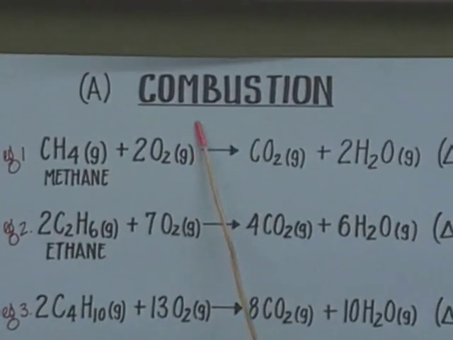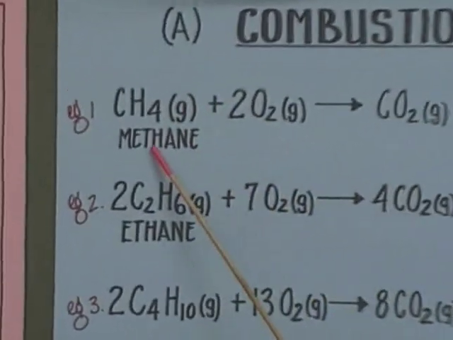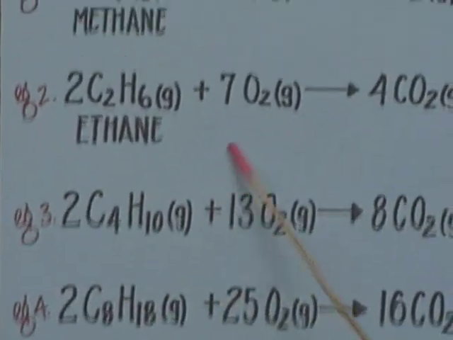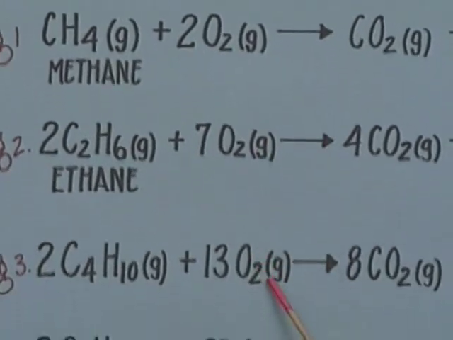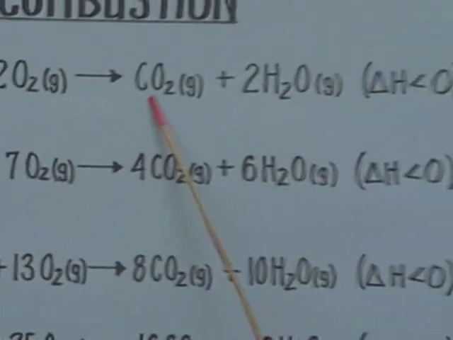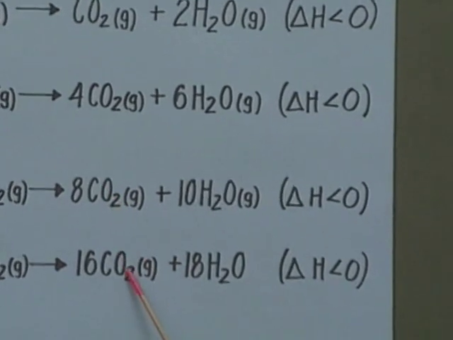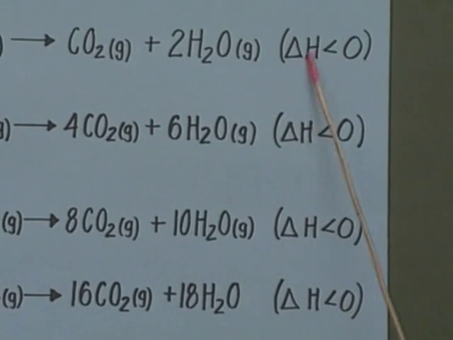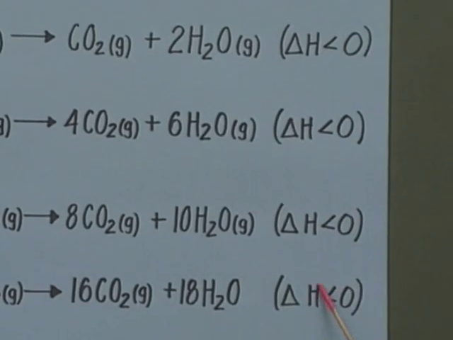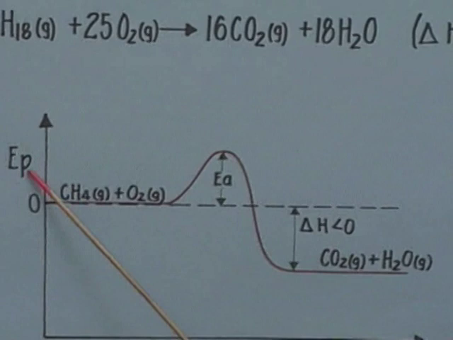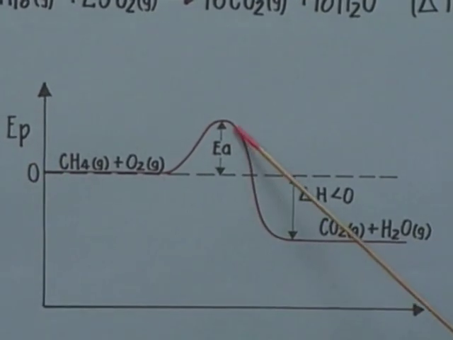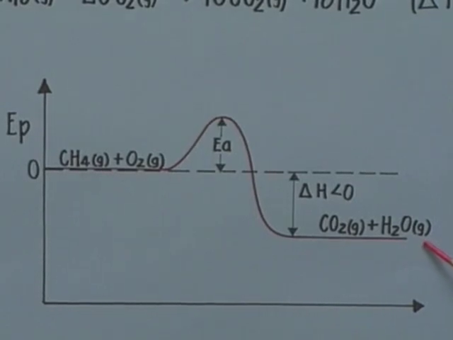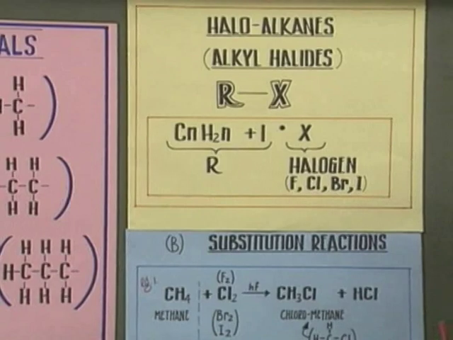Now, let us look at the reactions of the alkanes. First of all, let us look at combustion. The alkanes like methane, ethane, butane, octane, etc. will all react with oxygen in air to give the same combustion products, carbon dioxide and water vapor every time. And we also find that the heat of reaction is always negative for all these reactions. And the potential energy curve also indicates that we have an exothermic reaction because heat is always evolved. So for this reason, the alkanes are extensively used as fuels.